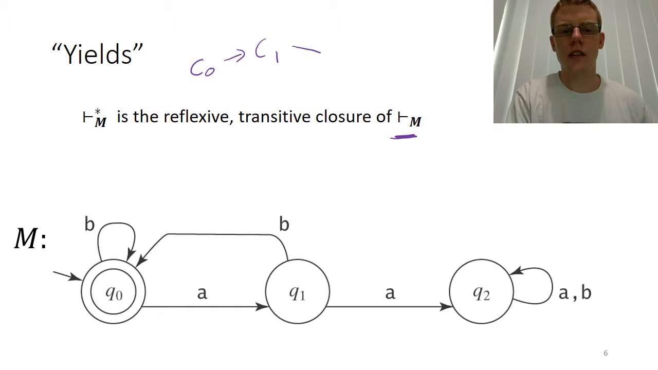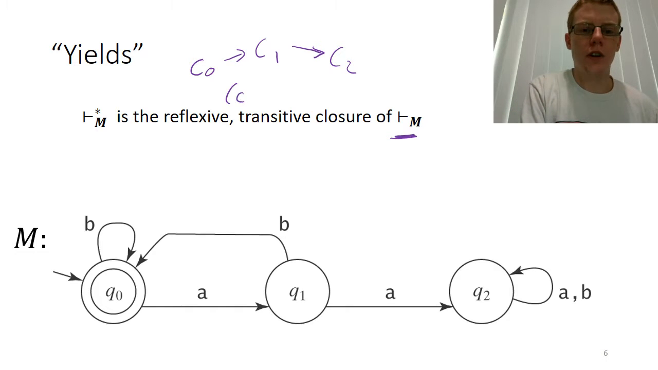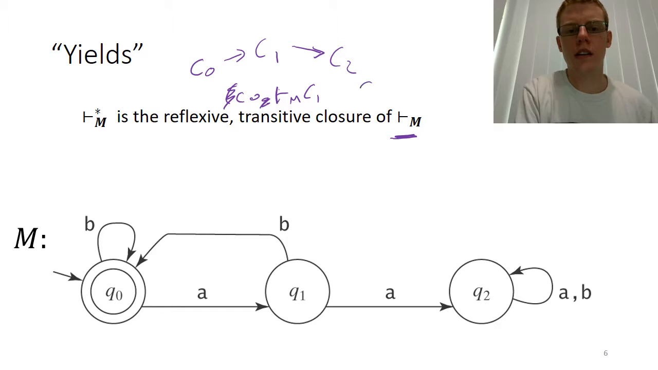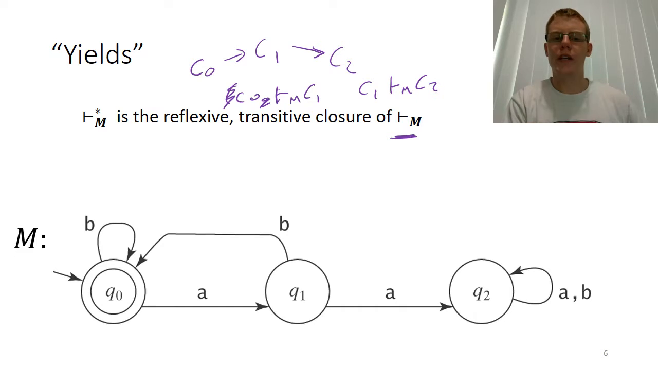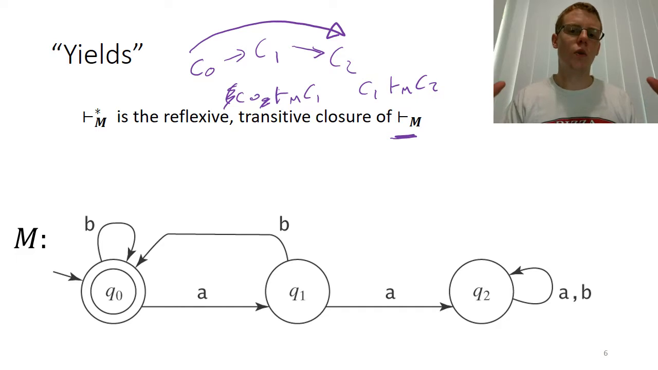Now if I can get to C2, for instance, from C1 as another thing, then C0 will be related by yields in one step with C1, and C1 will be related by yields in one step with C2. But we can think of this as being able to yield in two steps straight from C0 to C2. So it'd be nice to have a bigger relation which simply relates all of the configurations that we can get to in any number of steps from a particular configuration.